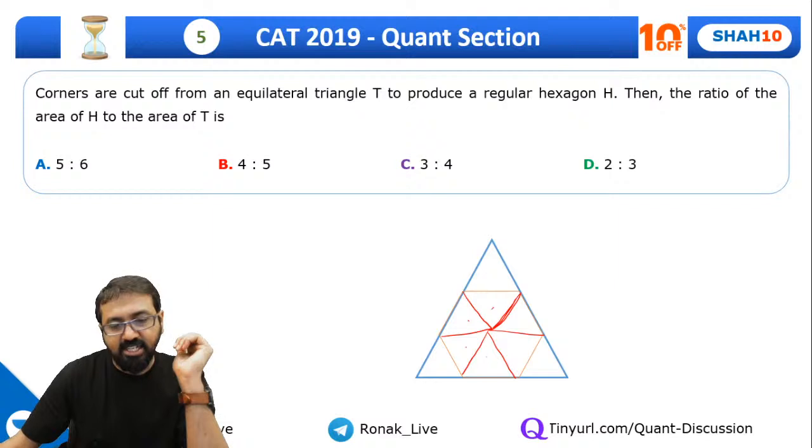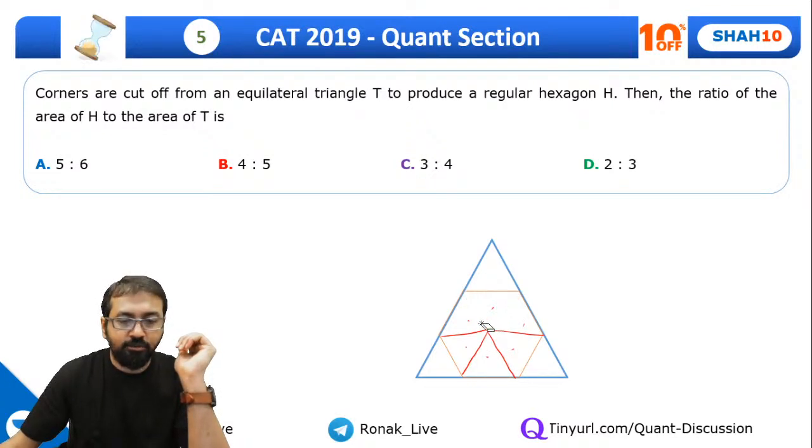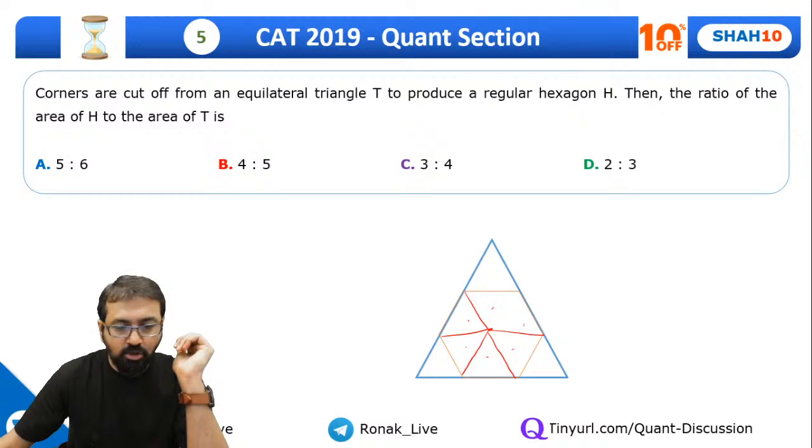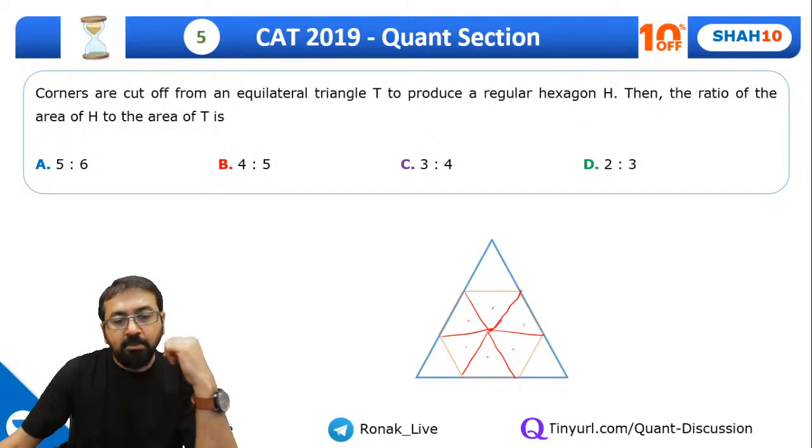Right, these are 6 identical triangles, by the way. Of course I have drawn it slightly in a different way, so you may not be able to see that. Yeah, so these are 6 triangles. Please understand, each of these triangles is identical, guys. You can simply prove this thing.